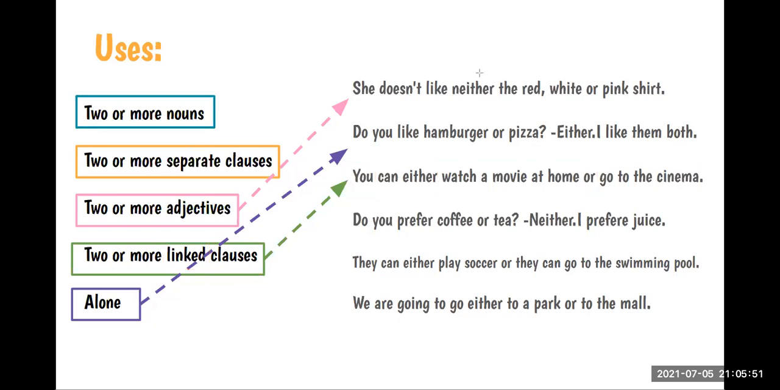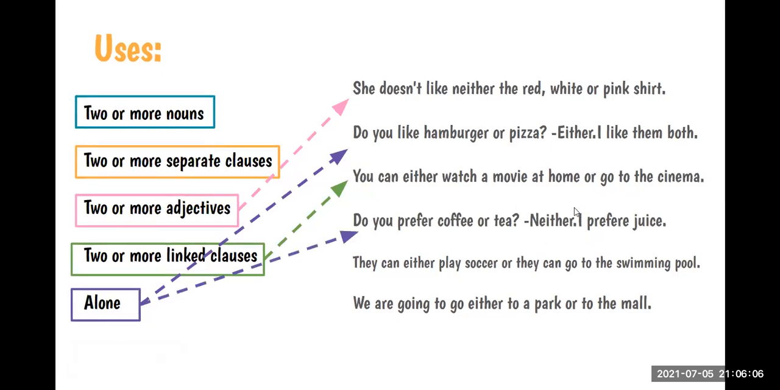What about the next one? Do you prefer coffee or tea? Neither. I prefer juice. What is this? Alone. Alone, right? We can use this alone too. Here we have the neither or either alone. They can either play soccer or they can go to the swimming pool.